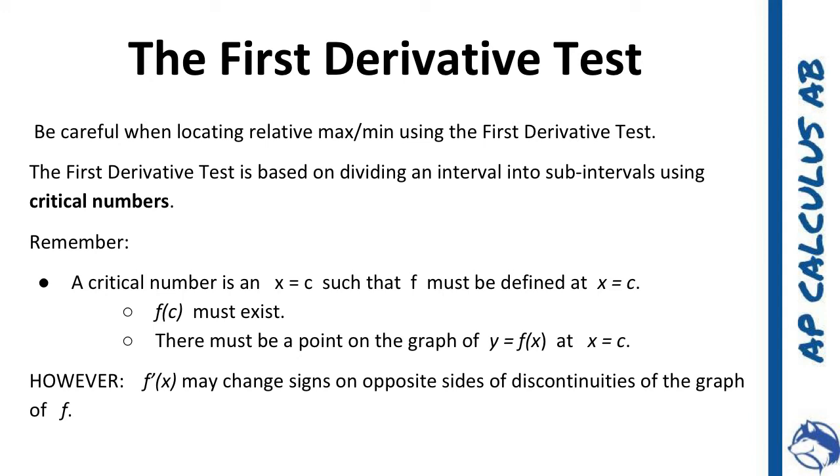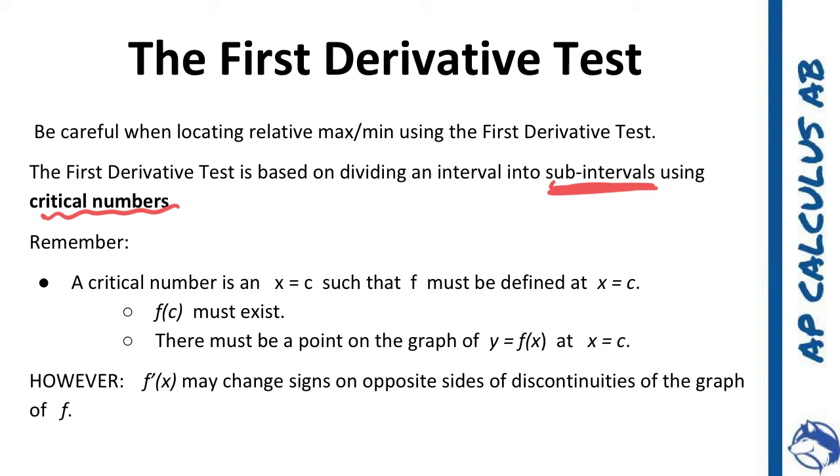So the first derivative test is based on dividing an interval into subintervals. So those subintervals are based on these critical numbers. And remember, those critical numbers are anything that made the first derivative equal to 0.